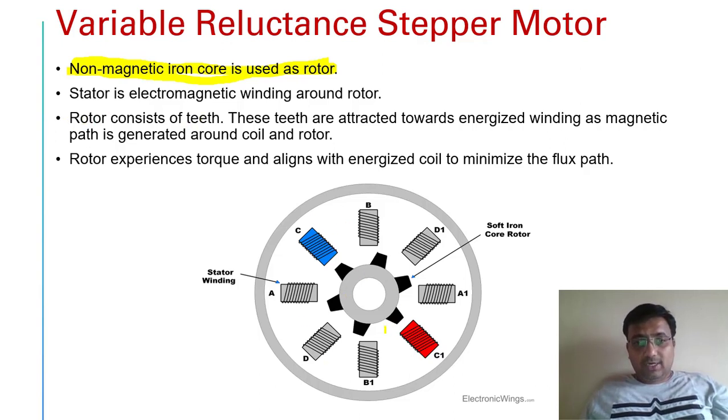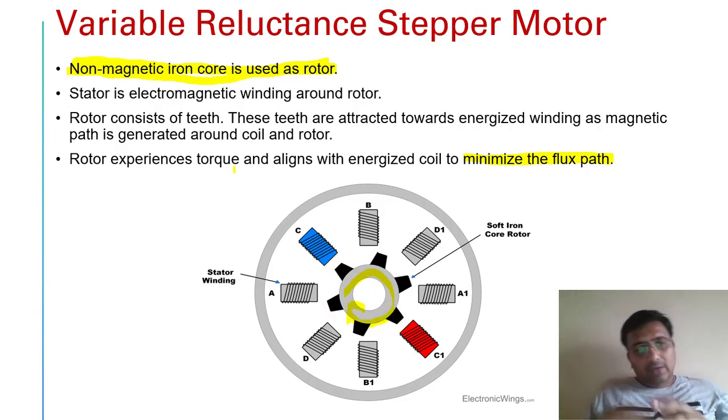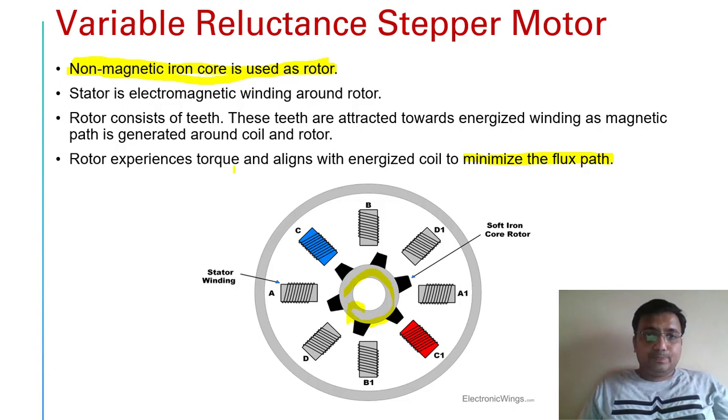The rotor consists of teeth, as shown in the figure. The teeth are attracted towards the energized windings as a magnetic path is generated around the coil and the rotor. The rotor experiences torque and aligns with the energized coil, minimizing the flux path. These teeth are attracted toward whichever coil we are energizing, and according to that it rotates like this. So there are teeth on the variable reluctance stepper motor.